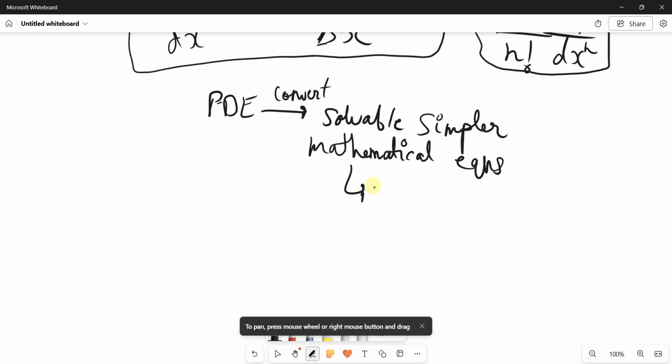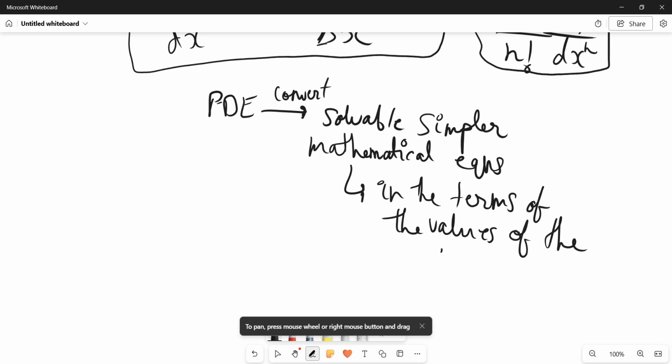That are usually in terms of the values of the function itself, right? So this makes sense. You have a PDE, it gets converted into a solvable, simpler mathematical equation, and it's written in terms of the values of the function itself.